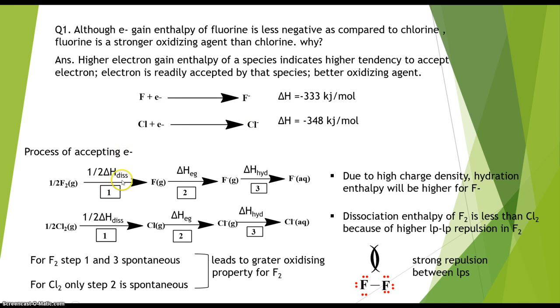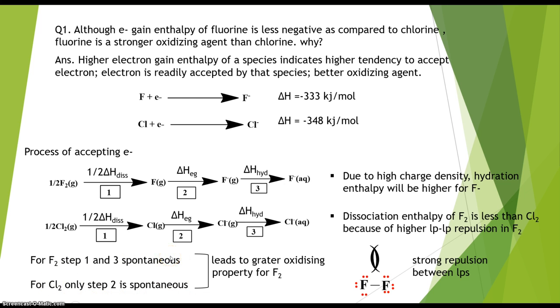So far we have discussed three steps. Step 1 is more spontaneous for fluorine than chlorine. Step 2 is more spontaneous for chlorine than fluorine. Step 3 is more spontaneous for fluorine than chlorine. So in a total summary, regarding the spontaneity of these three steps, we can say that for fluorine step 1 and step 3 are spontaneous, and for chlorine only step 2 is spontaneous.